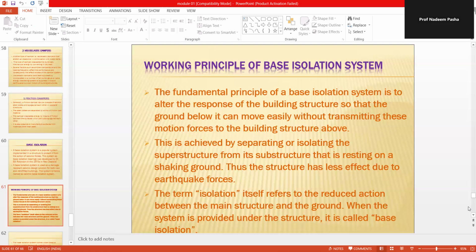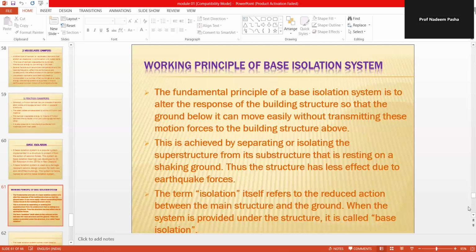How is it done? This is achieved by separating or isolating the superstructure from its substructure, which is resting on a shaking ground. Thus, the structure has less effect due to earthquake forces. As you know, a structure consists of substructure, superstructure, and slab. So what is this base isolation system doing? It is isolating the superstructure from its substructure during an earthquake. So whatever effect of earthquake is there, it is only restricted to the substructure. It is not being transmitted to the superstructure.